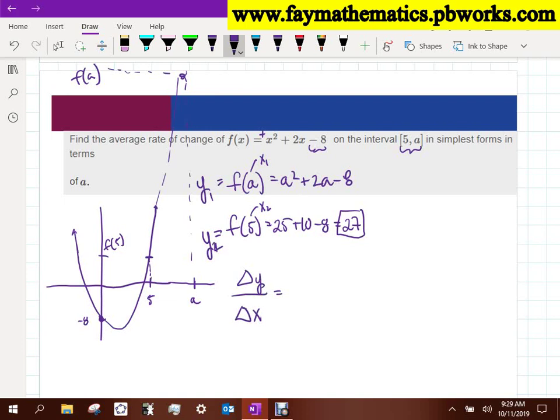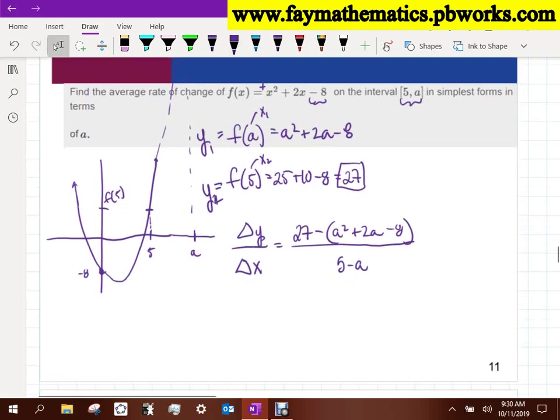So if I want to do delta y over delta x, okay, sorry, this would have been a 2 here. I'm going to go change in y's. So I'm going to go 27 minus a squared plus 2a minus 8 all over, okay, now change in x's would be 5 minus a, right? Does that make sense, everybody?